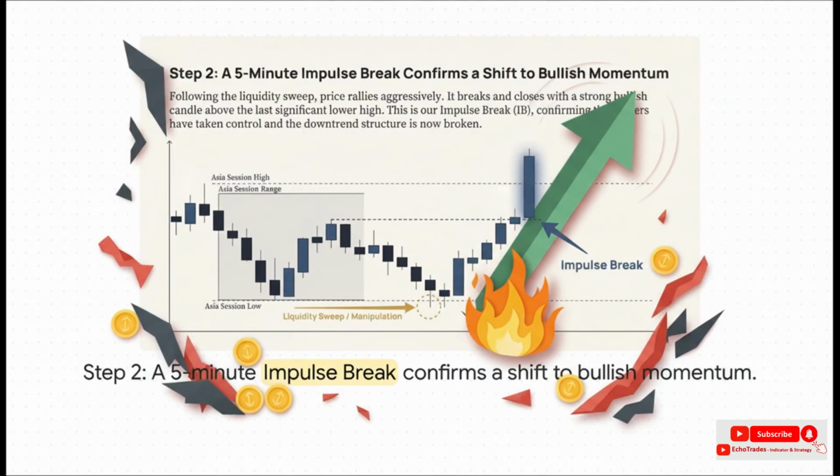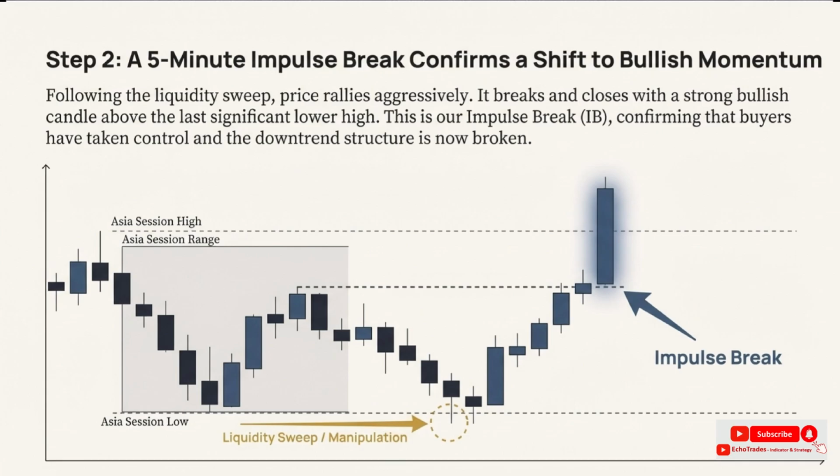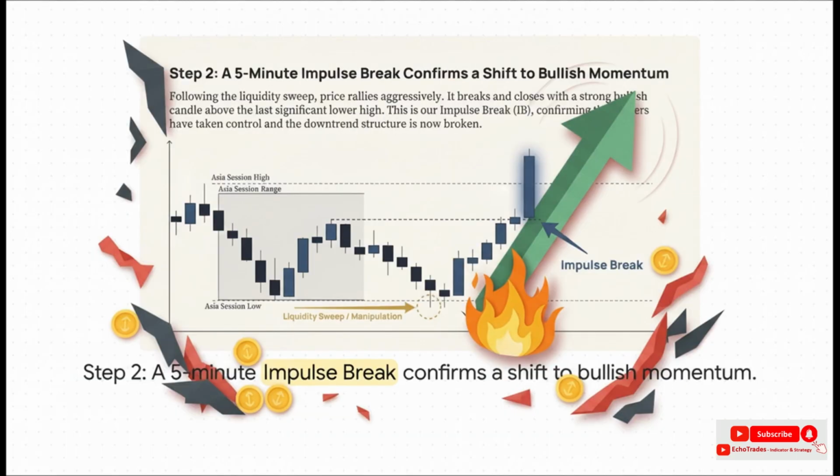And then right after that sweep, bam! Look at that candle. A huge, powerful bullish candle just explodes to the upside, breaking the previous structure. That, my friends, is step 2, our impulse break. That's the market basically screaming at us, hey, that move down was totally fake. The buyers are in charge now.